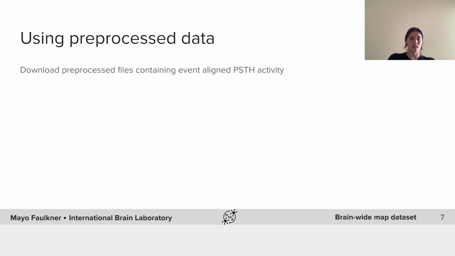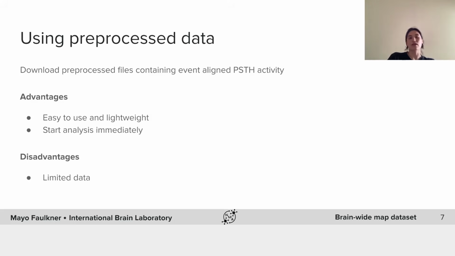So how can you access this data? The first way is using the pre-prepared data that we've prepared specifically for the Neuromatch Academy course. This data contains peri-stimulus time histograms of neural activity aligned to different task events. The advantage of using this data is it's very easy to use and also lightweight, which means it's very quick to download. And using this data, you can very quickly start doing brain-wide map analysis.